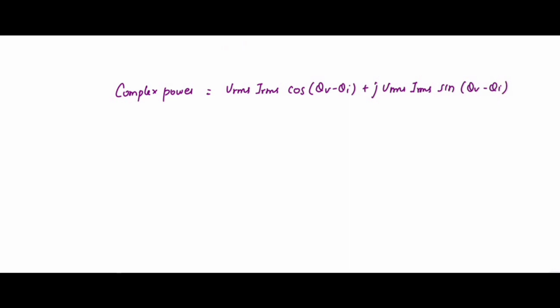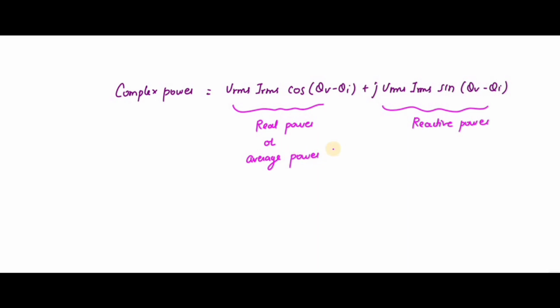Okay, so this term is called the real power, and this term is called the reactive power. The real power is also called the average power. We represent it as a capital P, and this one is a new term, the reactive power, Q. So I can write it as P plus jQ.